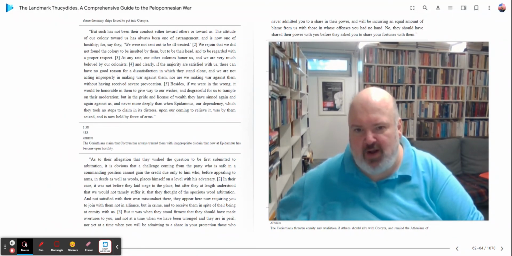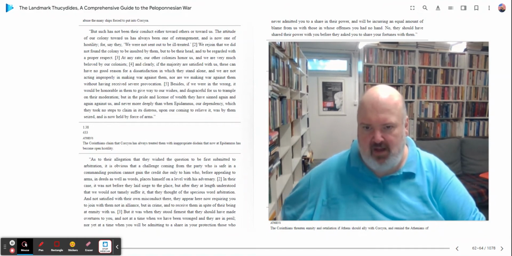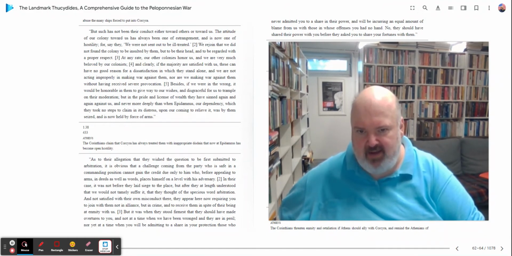We rejoined that we did not found the colony to be insulted by them, but to be their head, and to be regarded with a proper respect. At any rate, our other colonies honor us, and we are very much beloved by our colonists.